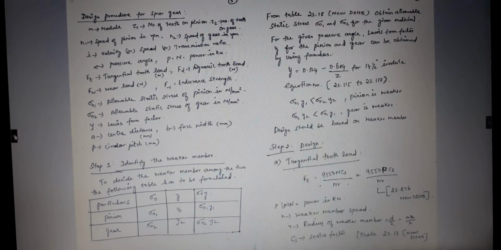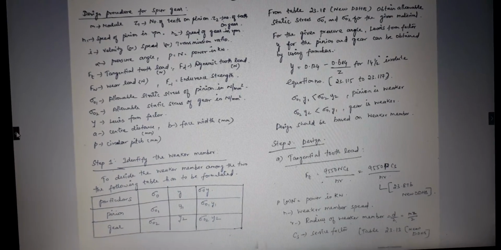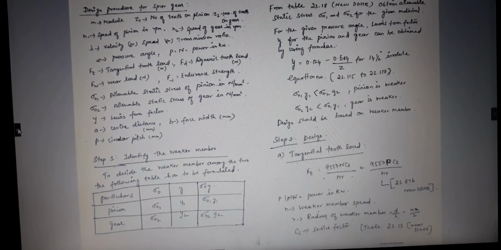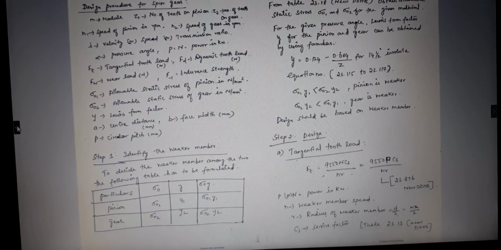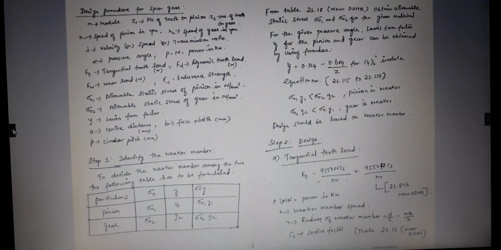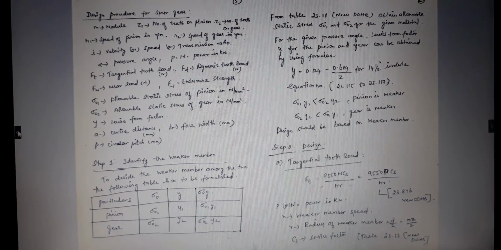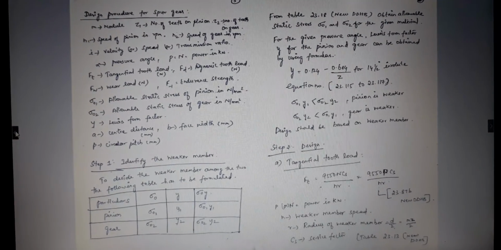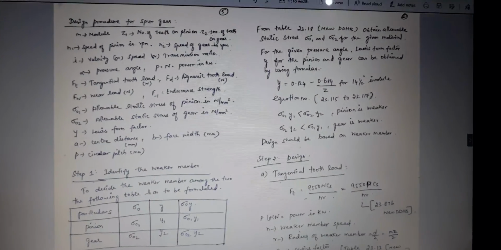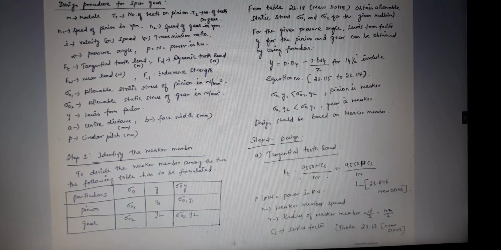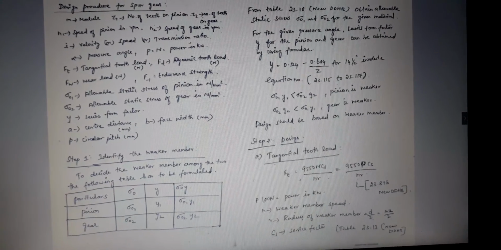Step 1: first we have to identify the weaker member. Based on the weaker member, we have to design the gear. So step 1, how to identify the weaker member. So already we know sigma naught: 1 indicates a pinion, 2 indicates a gear. Sigma naught is the allowable static stress. So we have to consider the static stress.